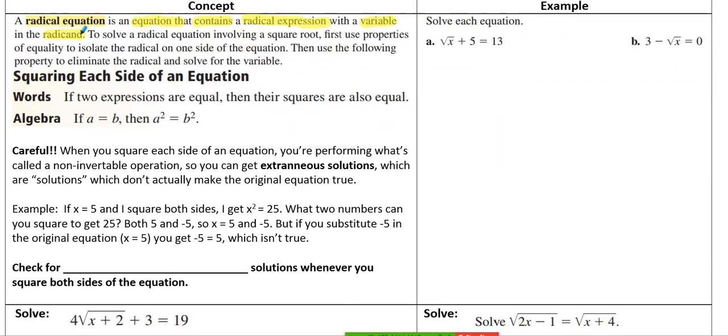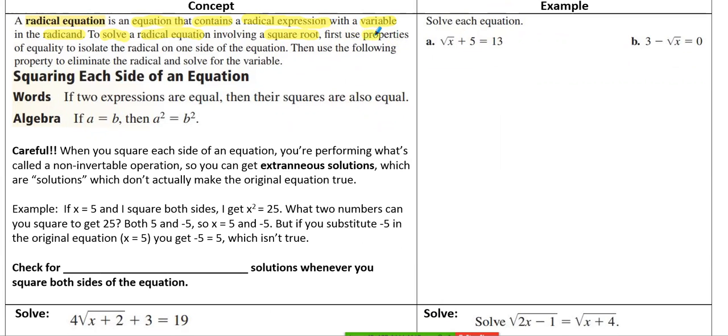Mr. Plunkett, I don't know what the radicand is. It's the thing that's underneath the radical. So like underneath the radical, here's x. So x is in the radicand. To solve a radical equation involving a square root, it's an equation with a radical.